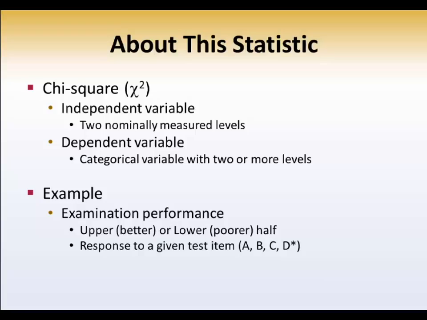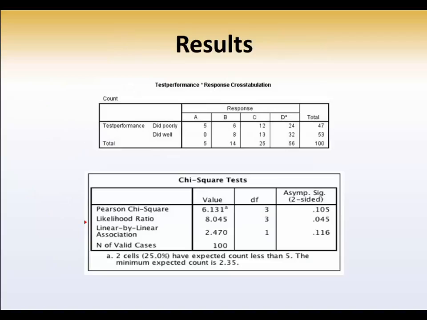So we want to know if there's a relationship between how you performed on the test, better or poorer, and how you responded to this particular item. Our N is 100 subjects. Here are the results of our chi-square. In the top box, you will find the response pattern to the two groups of students, how they responded to the four possible responses on the item.